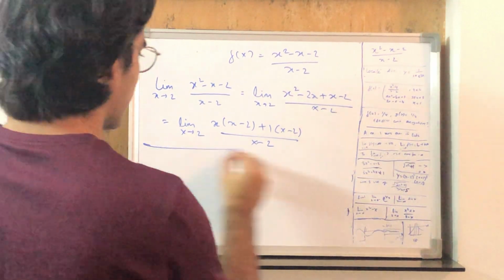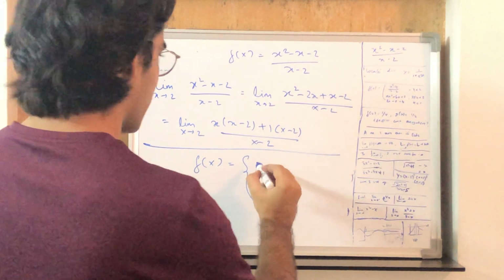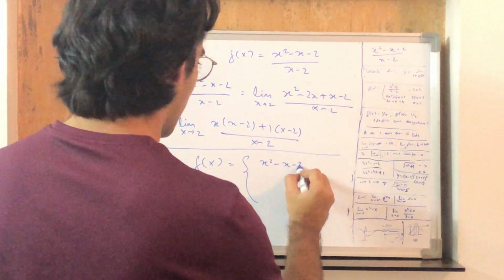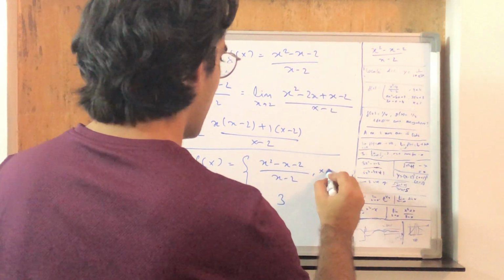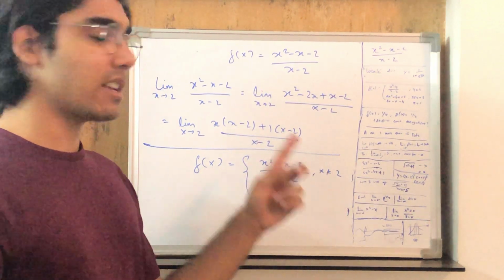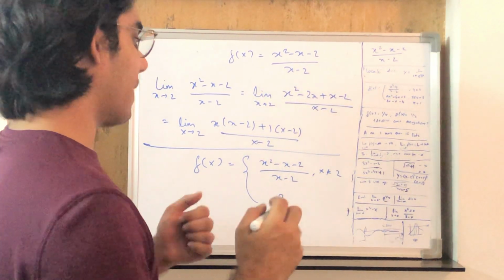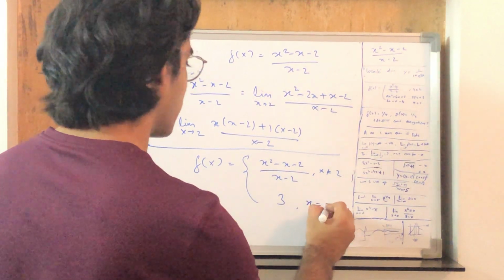So finally, how do I write this function? I can write this function as a piecewise function, where I write the same thing, x squared minus x minus 2, and then 3. And x squared minus x minus 2 is the value this function takes when x does not equal 2. And 3 is the value this function takes when x is equal to 2.